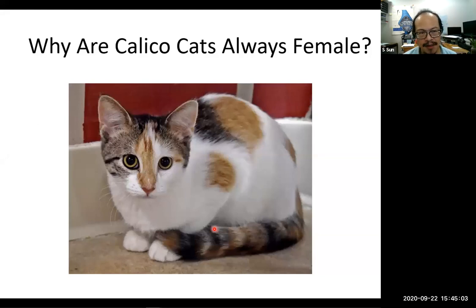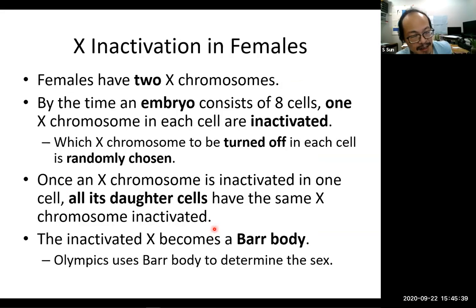So the question is: are calico cats always female? The answer is yes. Okay, then why? This is a sex genetics question, and we want to answer why, and we will apply this to humans, okay? So this is something unique in females that is called X inactivation. Here we have a female. Female has two X chromosomes.